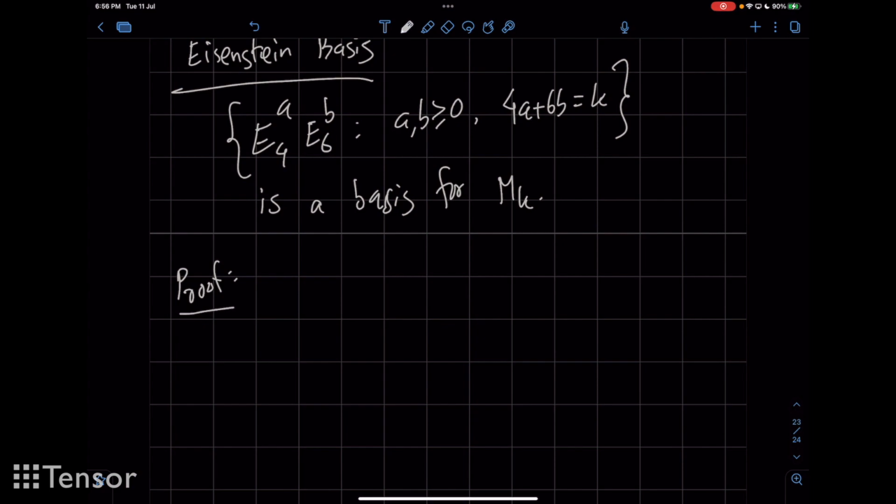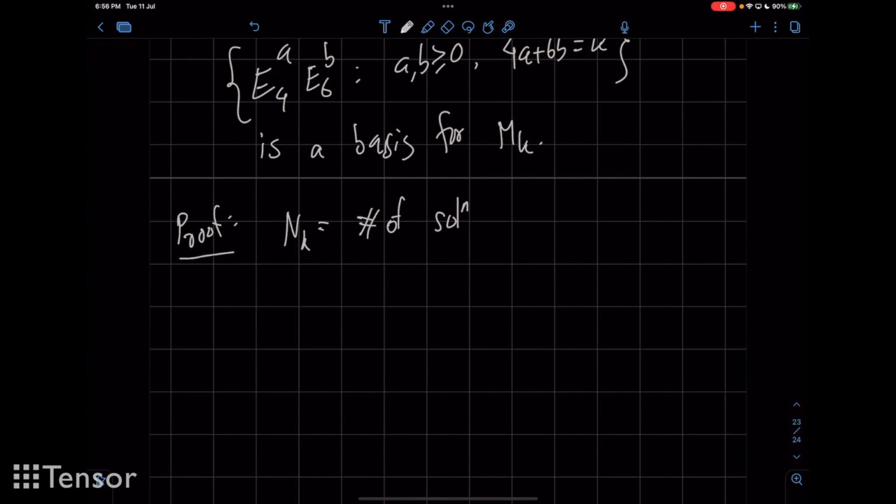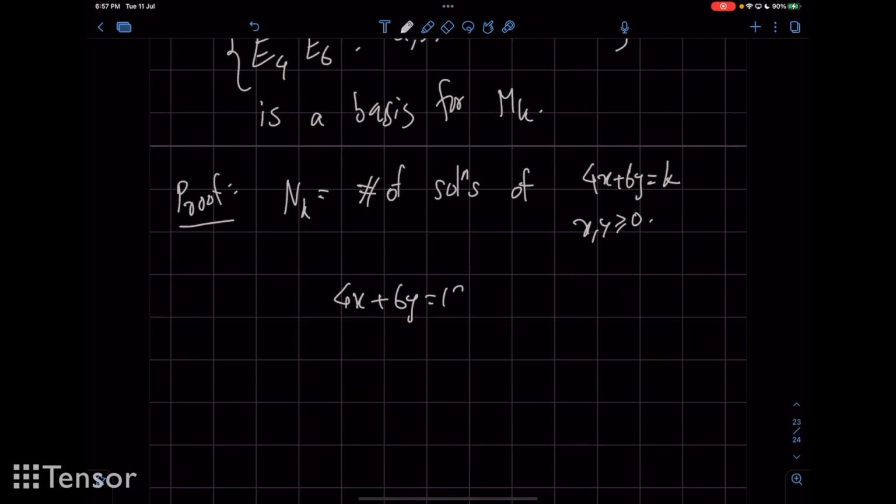Suppose I'm introducing a new number, n sub k. n sub k is the number of solutions of the Diophantine equation 4x plus 6y equals k, where x and y are non-negative. Can someone tell me how many solutions there are for 4x plus 6y equals 12? In general, such a linear Diophantine equation has infinitely many solutions in integers, but with non-negative x and y there is 4 times 3 plus 6 times 0, and the other is 4 times 0 plus 6 times 2.